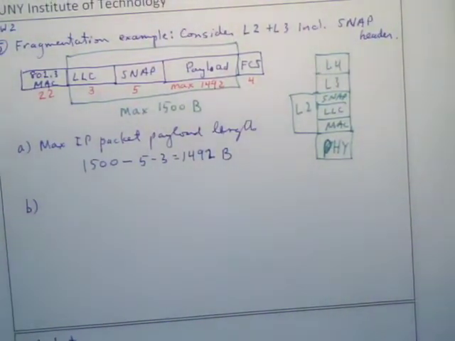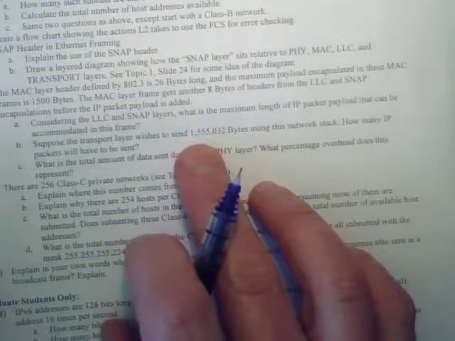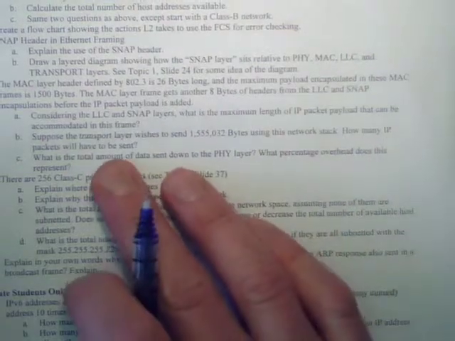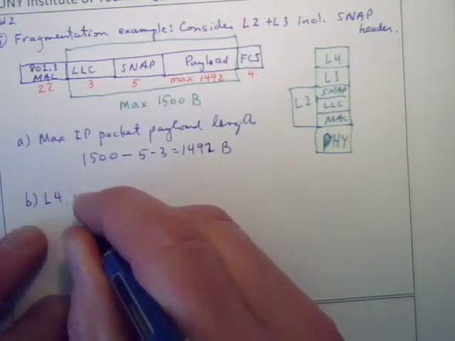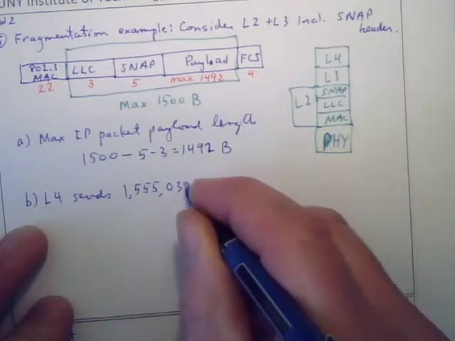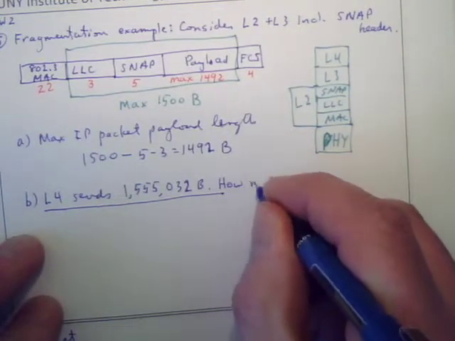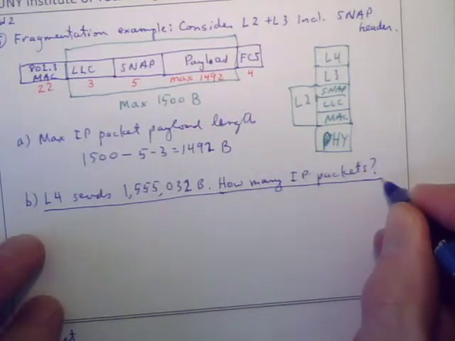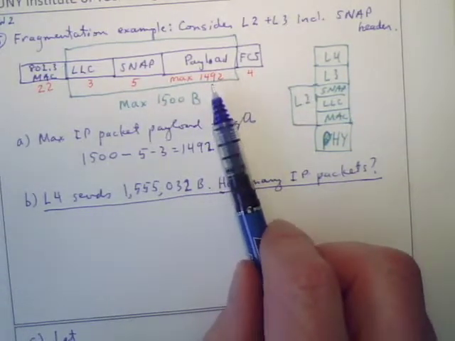Part B asks, suppose the transport layer wishes to send 1,555,032 bytes using this network stack. How many IP packets will have to be sent? Well, layer 4 sends 1,555,032 bytes. Okay, and so we want to find out how many IP packets. Well, what's happening is the maximum length of an IP packet is 1492.